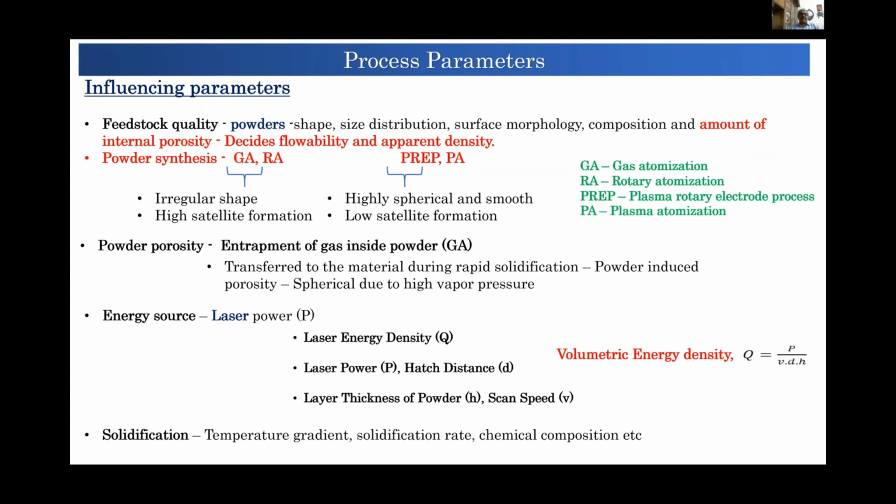Now, there is an important attribute to the powder making itself. If the process involves entrapment of gas inside the powders, this can lead to final porosity in the product. Energy sources can be of different types. Laser is the main source. Generally, electron beam is also a source. And the parameters like energy density, laser power, hatch distance, layer thickness of powder, and scan speed all contribute to the whole process or the products.